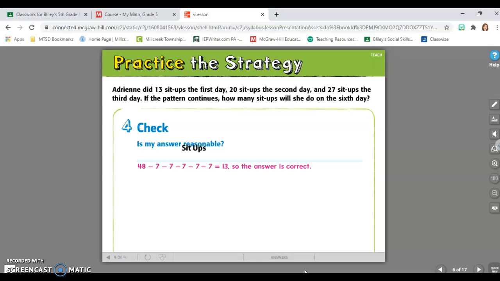Okay, so for the remainder of our lesson, I would like you to do 1 through 5 on page 419. This is to find the pattern in the word problems that you are given.